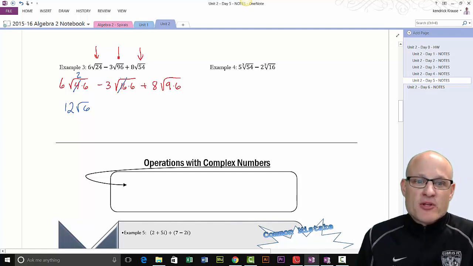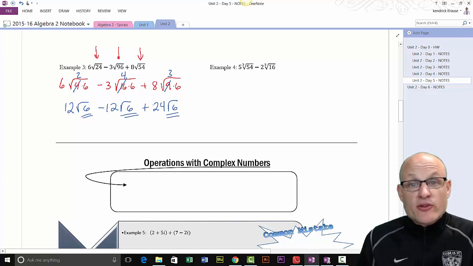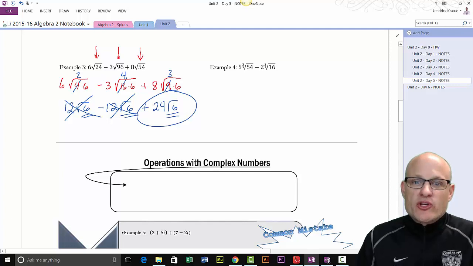Check my answer out. Square root of 16 is 4. So this is minus 12 square roots of 6. Square root of 9 is 3. This is plus 24 square roots of 6. Well, now they all have a square root of 6, so they can all be combined together. Well, the good news is these go, and there's my answer. That's it. Uh-oh, got to work with cubes now.